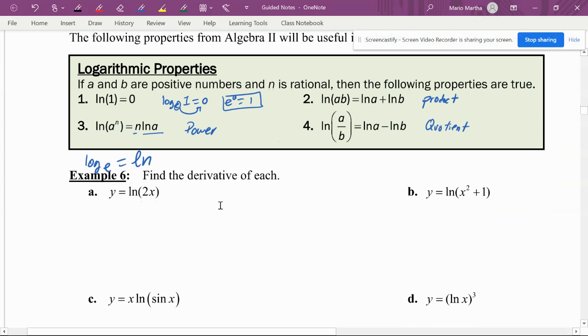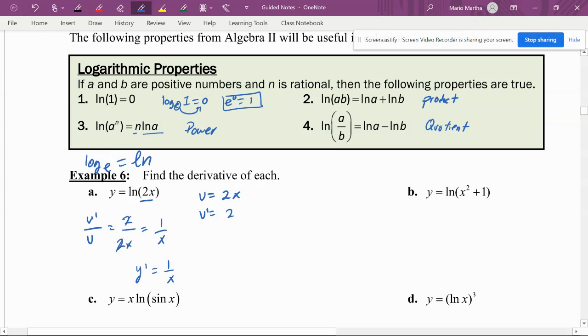Find the derivative of each, right? Again, the derivative is just going to be u prime over u, so I just need to find those two things. u, which is the interior part, is just 2x. u prime is just positive 2. So this is going to be 2 over 2x, and that divides out, so my answer is just 1 over x. So y prime is equal to 1 over x.